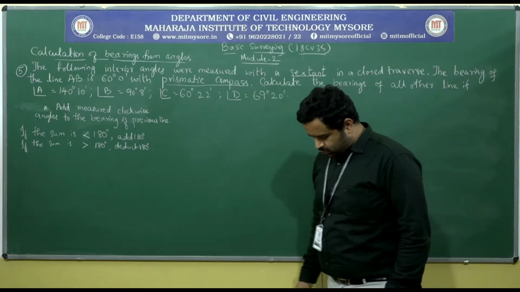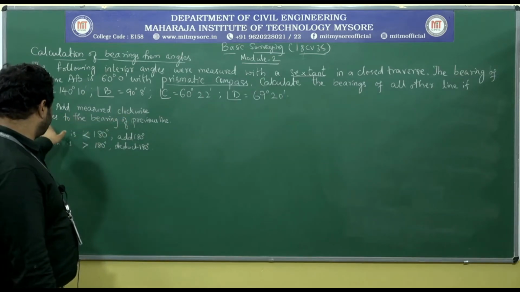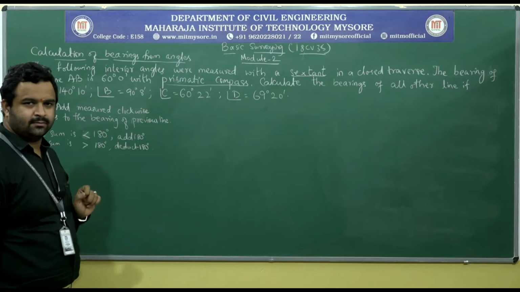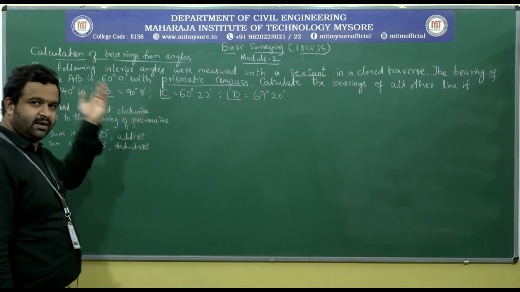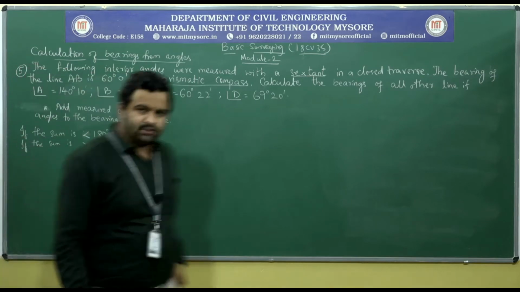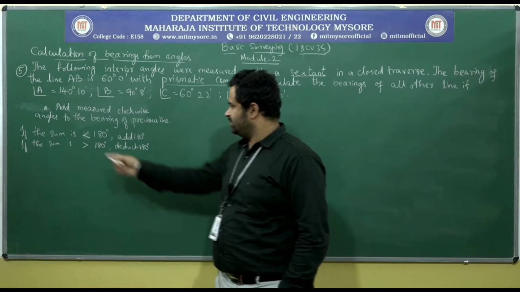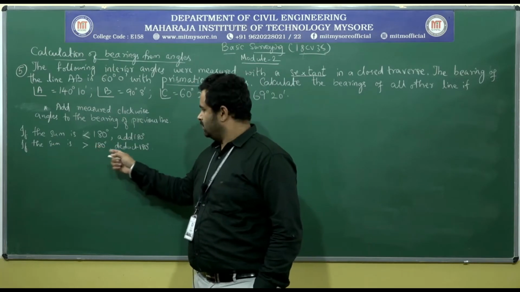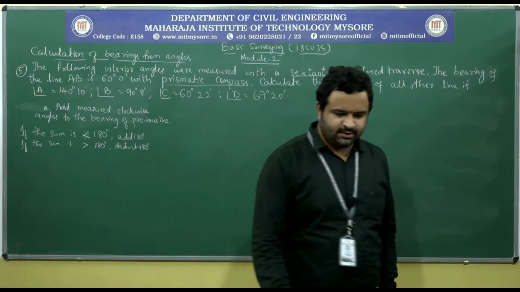So to proceed, add the measured clockwise angle to the bearing of the previous line. If this sum is less than 180, you have to add 180 to it. If the sum is greater than 180, you have to deduct 180. So this is the hint.